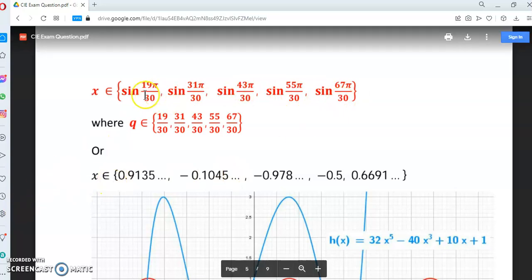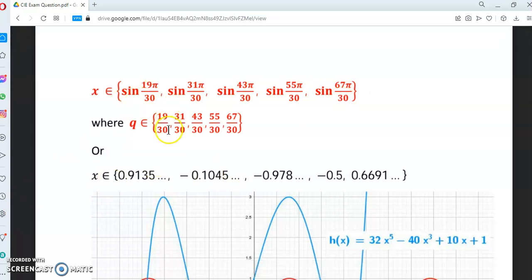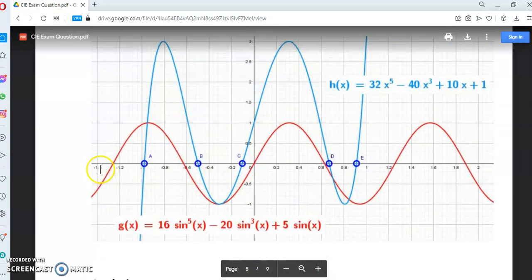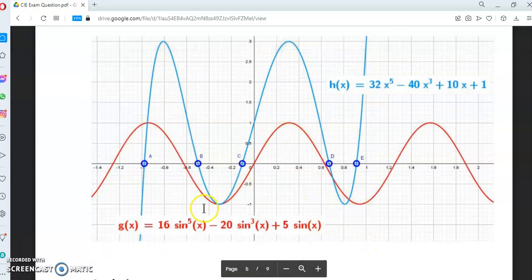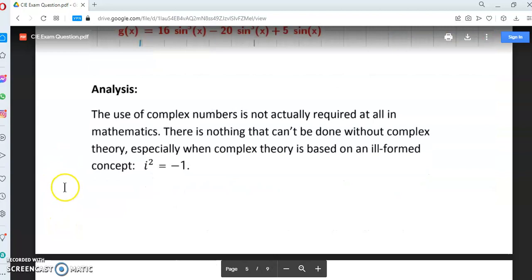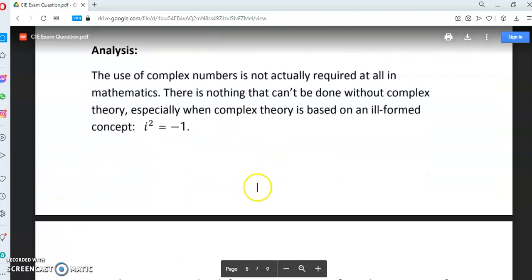And if you evaluate these, they're roughly going to be what you see down here in this line. And this is the graph of the polynomial, okay, as you see it over here. And so the use of complex numbers is not actually required at all in mathematics.